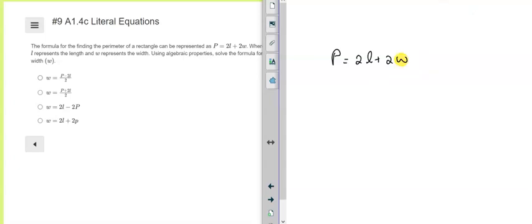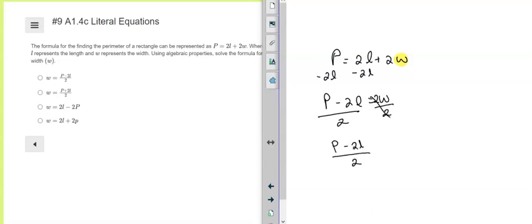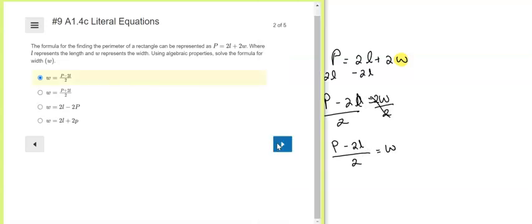So I'm going to take everything over. I need to keep the W and remove all of this. The 2L, with respect to W, is being added on to it, so I'm going to take that off by subtracting it on both sides. That would be P minus 2L equals 2W. From here, I divide both sides by 2, and then you have W by itself. So you have P minus 2L over 2. My L looks so bad here. Anyway, we have W by itself. Where is it? This one.